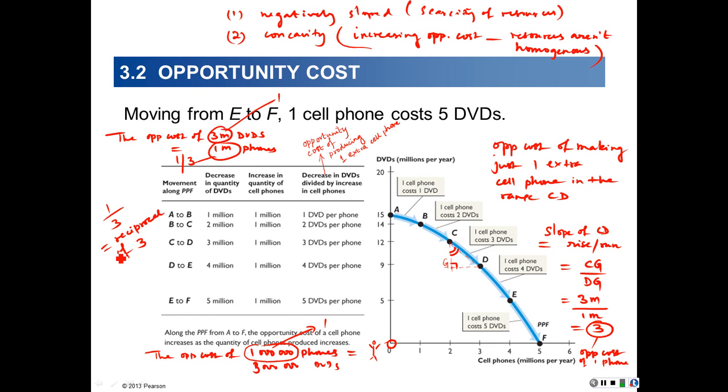So we're trying to figure out the opportunity cost, and now we've established that opportunity cost can be viewed as a slope, right? The slope of line CD in some sense, right?